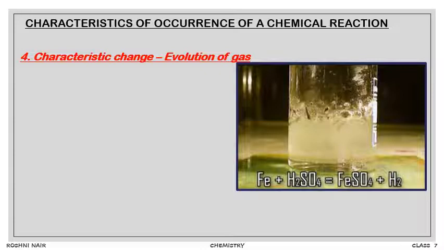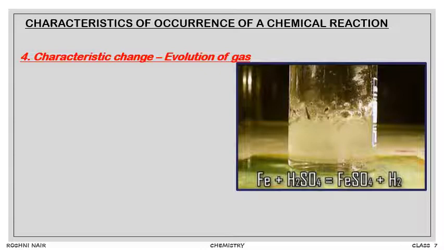Now let us see a small example. It is stated as activity 6 in our textbook, page number 60. Here in this activity they have stated the reaction of iron with dilute sulfuric acid. When iron reacts with dilute sulfuric acid, in the product there is an evolution of hydrogen gas, that is, effervescence is clearly visible.